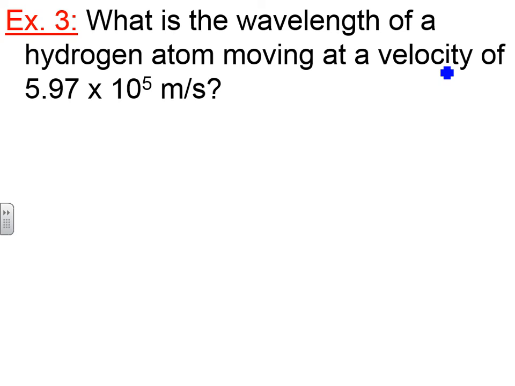mv. Mv, by the way, is called momentum in physics. Mass times velocity is the momentum of a particle. So we have h, which is a constant, which is 6.626 times 10 to the negative 34th joule seconds. On the bottom we have mass.